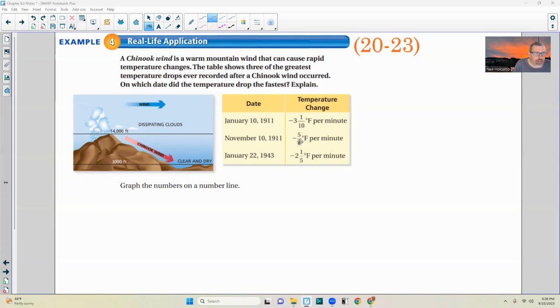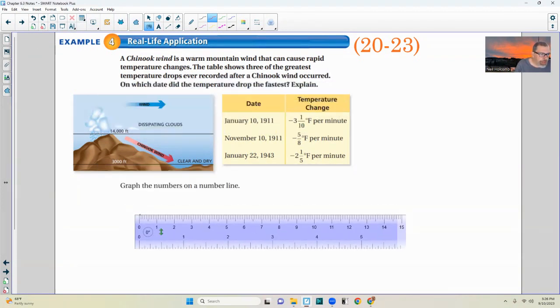November 10th, there was a negative 5/8 degree Fahrenheit per minute change. And on January 22nd, 1943, negative 2 1/5 Fahrenheit degrees per minute. So we want to graph the numbers on a number line. Okay, so we're going to get our ruler out. So you get the ruler and draw a nice straight line with your ruler.